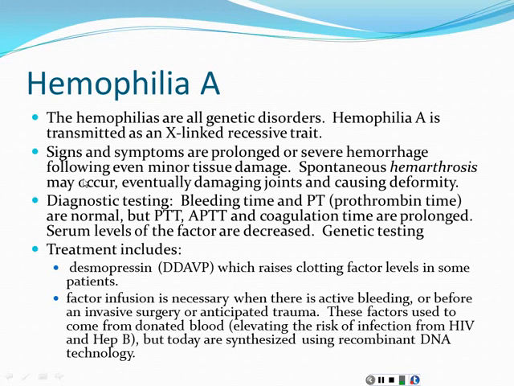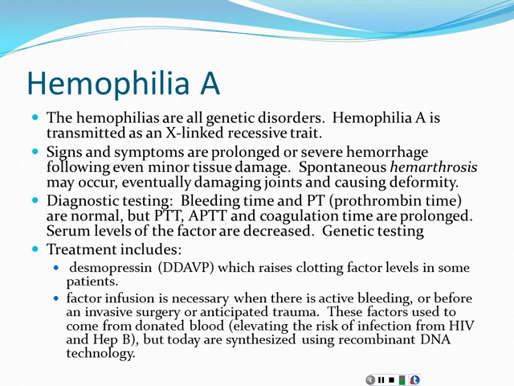Diagnostic testing. For all of these clotting disorders, very common tests are the bleeding time, the prothrombin time, and the PTT. Basically, these are just tests to see how quickly you clot. And if you don't clot, then that's suggestive of hemophilia A. More often, we see the PTT as we follow our patients.